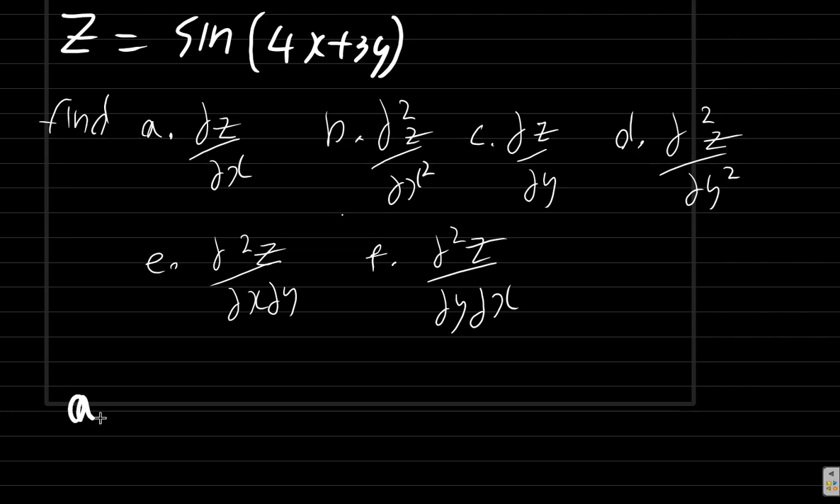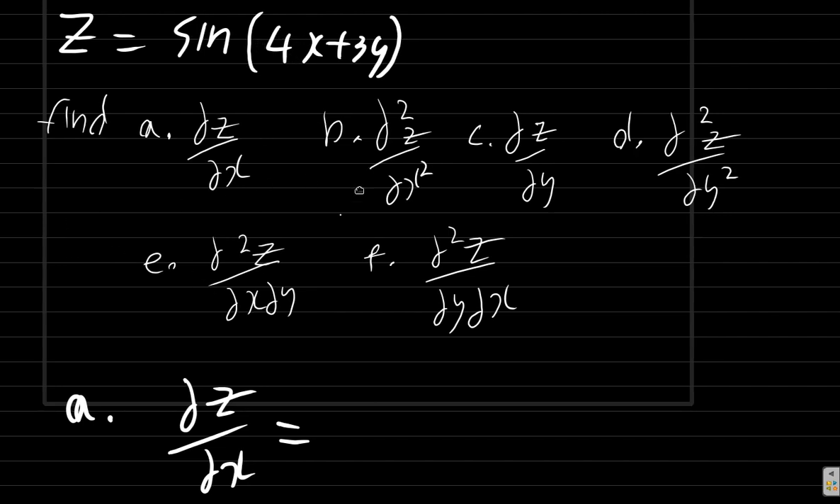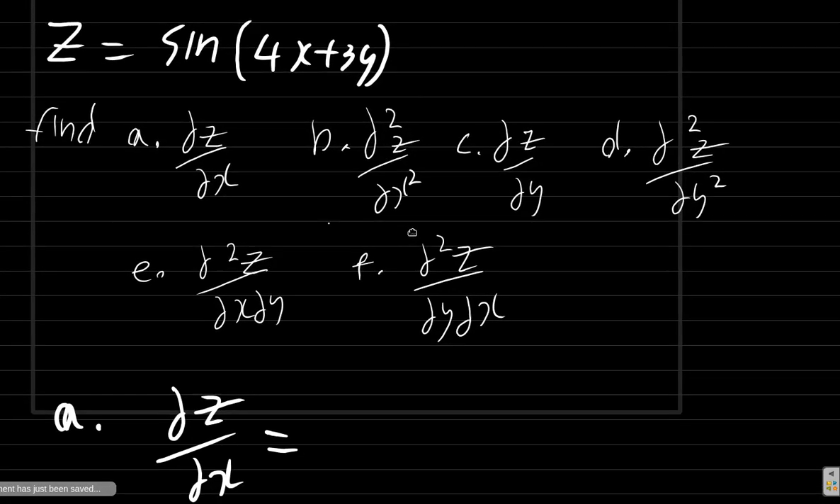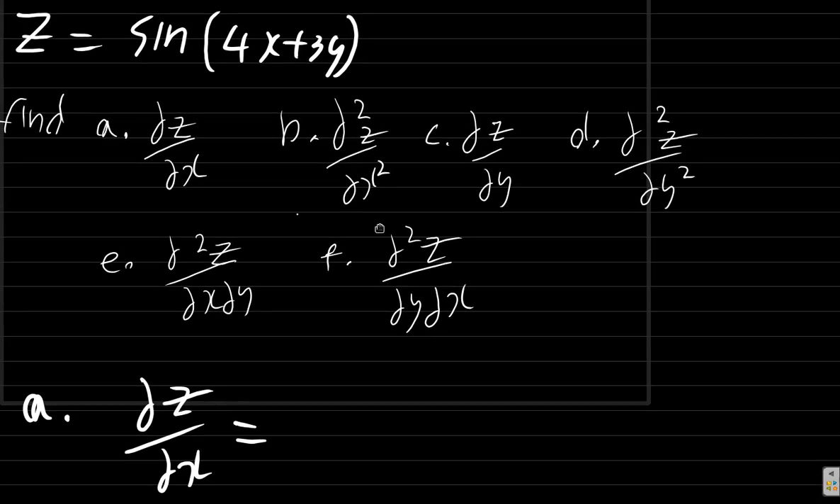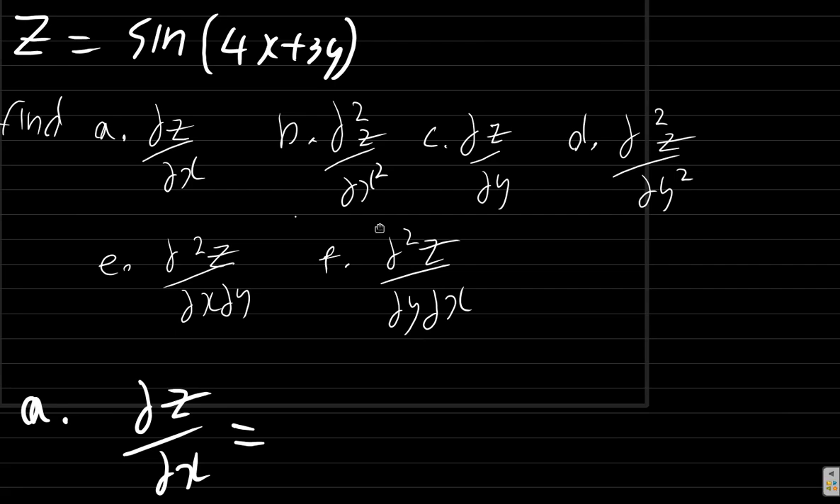A. We want ∂z/∂x. What do we get for it? Well, we're going to look at using the chain rule. But just in case you don't remember the chain rule, you should be able to do it by now if you've been practicing, mentally without actually writing down substitution and so on. But let's do that for now.